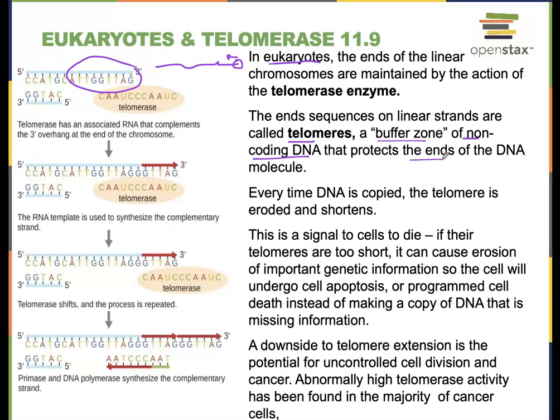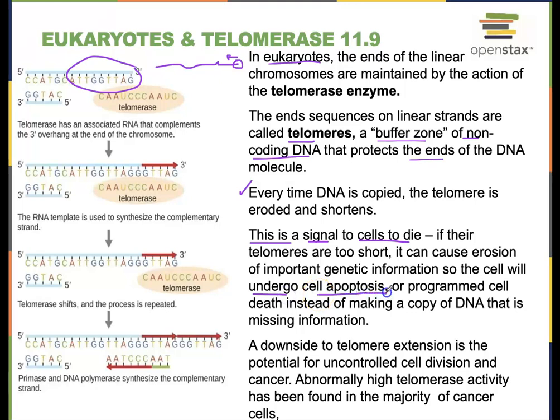So what's interesting about telomeres, right? I mentioned that every time DNA is copied, the telomere is eroded and shortens. It's actually a signal for the cell to die. So this is really cool. If a cell recognizes that the telomere, this area here on the end, is getting really, really short, and that if you copy the DNA again, you might actually start to eat into the actual information, those really short telomeres tell the cell, hey, I think we hit the end of our lifespan, we need to die. And that programmed death is called apoptosis.